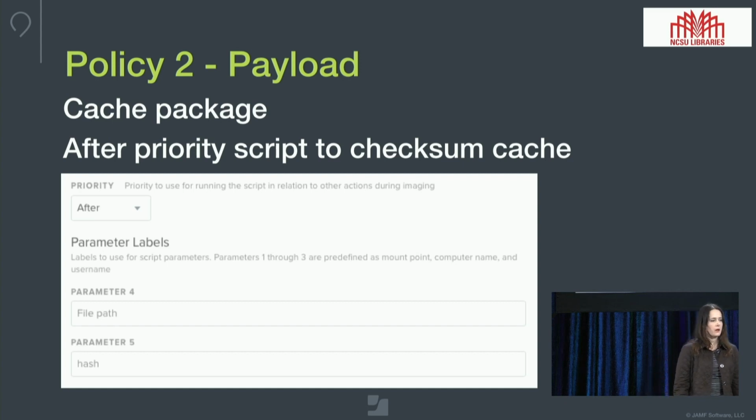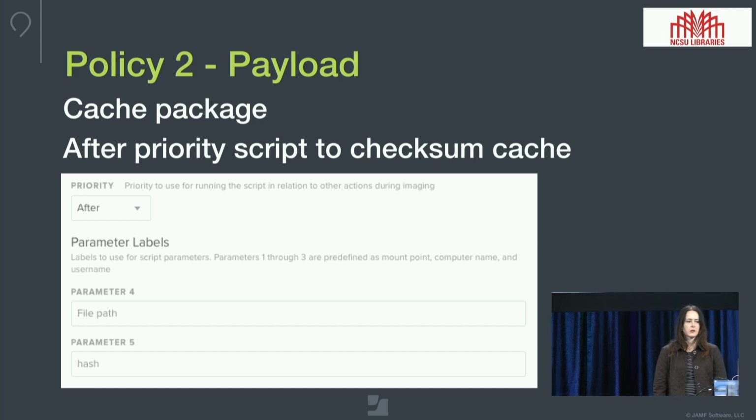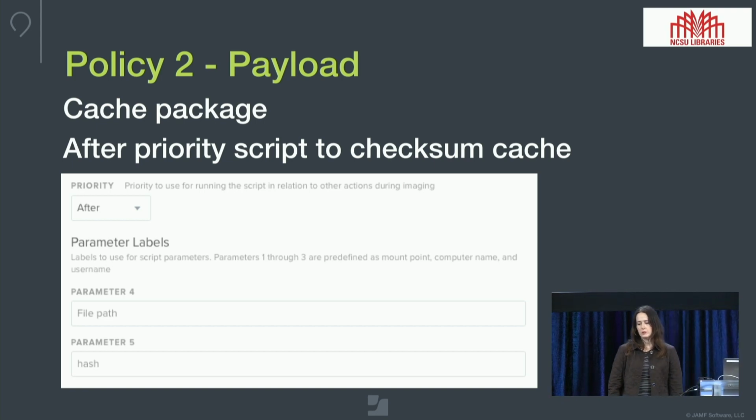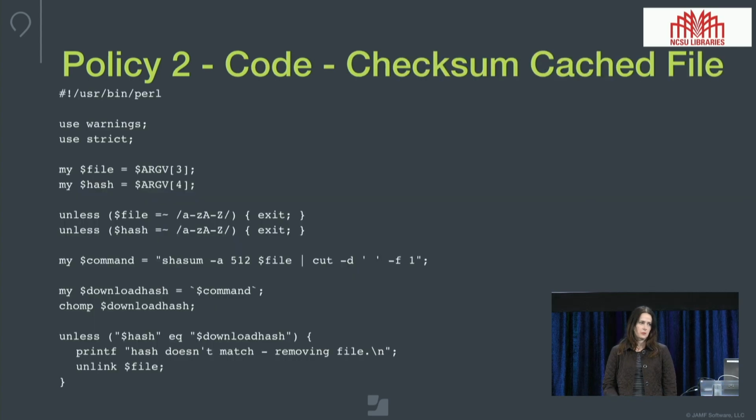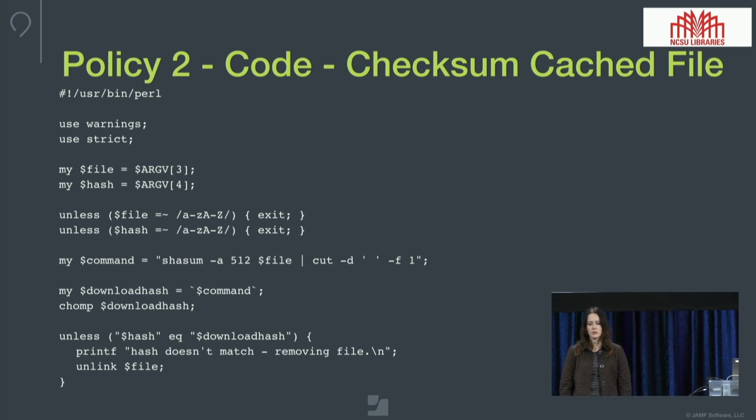So when we're caching the package, we can have an after priority script to validate the checksum. This particular script is taking 2 arguments. The first argument is the path of the cache in the waiting room, and the second is the hash that we're expecting to see. So we have this script here that's going to do that checksum validation of the cache, and if the cache hash doesn't match, we're going to remove it.